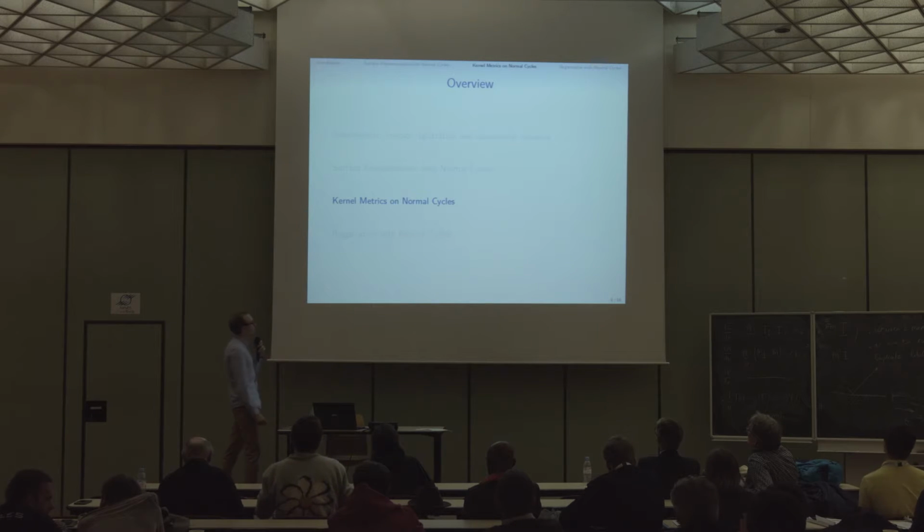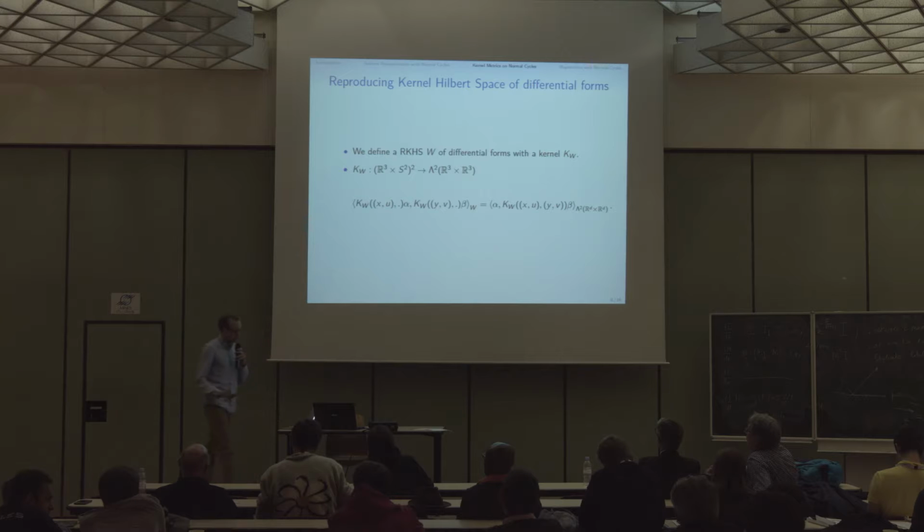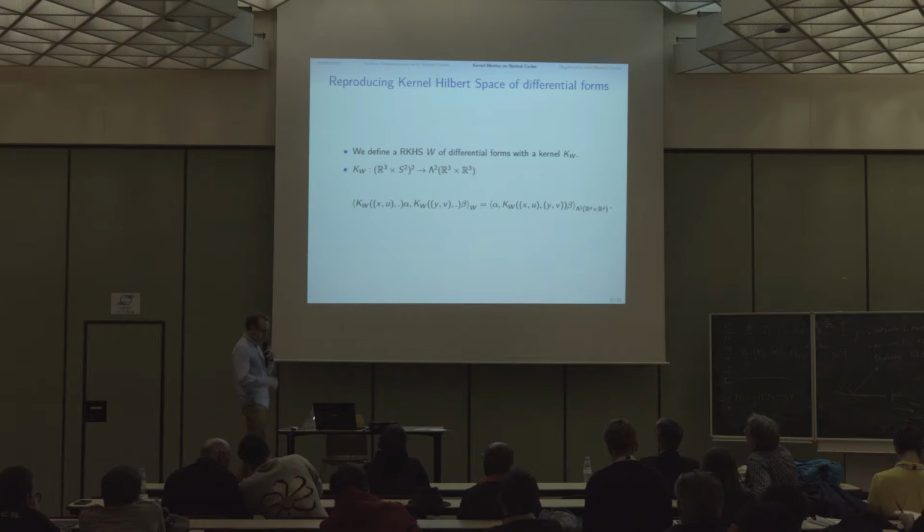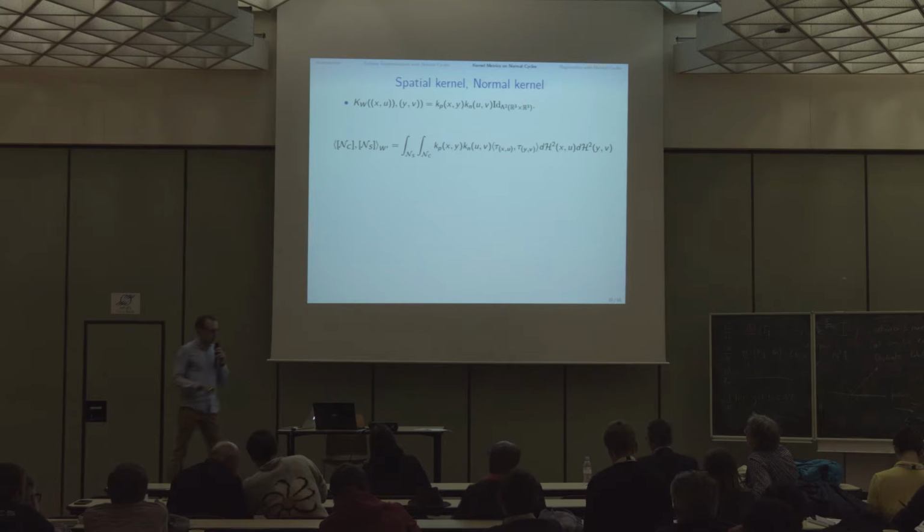So now we have a shape representation with the normal cycle, and we are left to design an interesting metric on this space, that is, on normal cycles. So usually what we do is we define a reproducing kernel Hilbert space of differential forms. So we construct a Hilbert space through a kernel KW with an explicit scalar product here. And this generates a space of differential forms W. And once we have this kernel, we have an explicit metric on normal cycles, since I recall that the normal cycle lives in the dual of W.